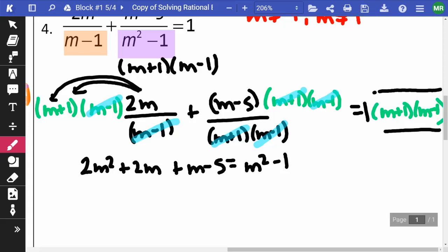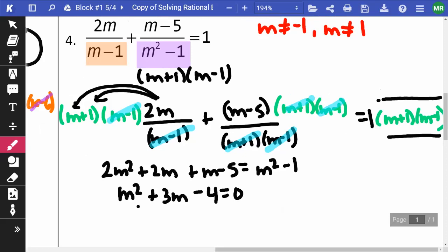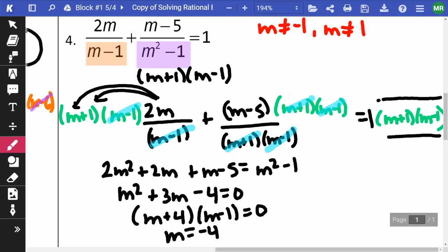So quadratic, get everything on one side, 0 on the other. So I'm going to subtract my m squared, I get m squared. I'm going to combine my m's, I get a 3m. Now I have a minus 5, but I have a minus 1 on the other side. When I add 1, I'm going to get a negative 4 equals 0. And so what multiplies to negative 4 and adds to 3? A positive 4 and a negative 1. And so I get m is equal to negative 4 and m is equal to 1.